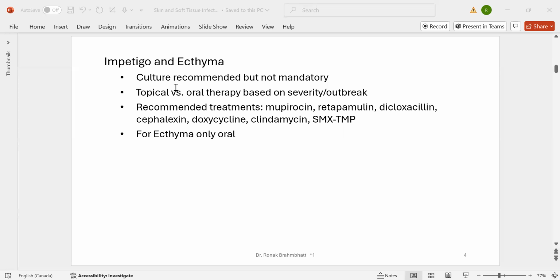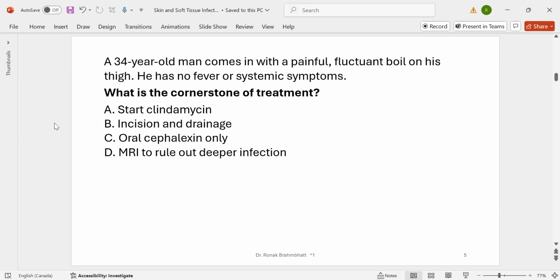And topical therapy is usually the first line. Oral therapy you can give in cases such as somebody who has diabetes or other immunocompromising conditions. And we'll come back to that later on. Treatments, mupirocin and doxy and clindamycin and so forth, right? For ecthyma, like I said, which is slightly more severe than impetigo, we go oral. Simple, easy stuff. Good. Let's go next.